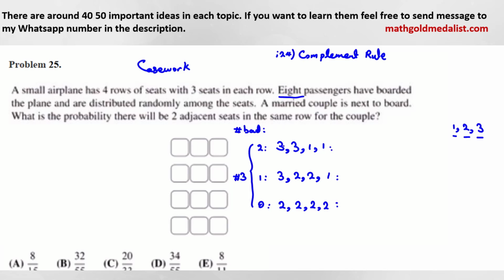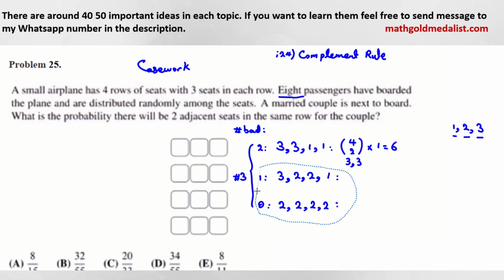Okay. So for 2 threes, which 2 rows have 3 passengers? We should say 4 choose 2. Then in those 2 rows, for example, if you select this row and this row, it will be like this. Then in the next 2 rows, we should have 1 passenger each, and they should be in the middle one, so it will be unique. So the answer will be 4 choose 2 times 1. 4 choose 2 is 6, so this case is 6.